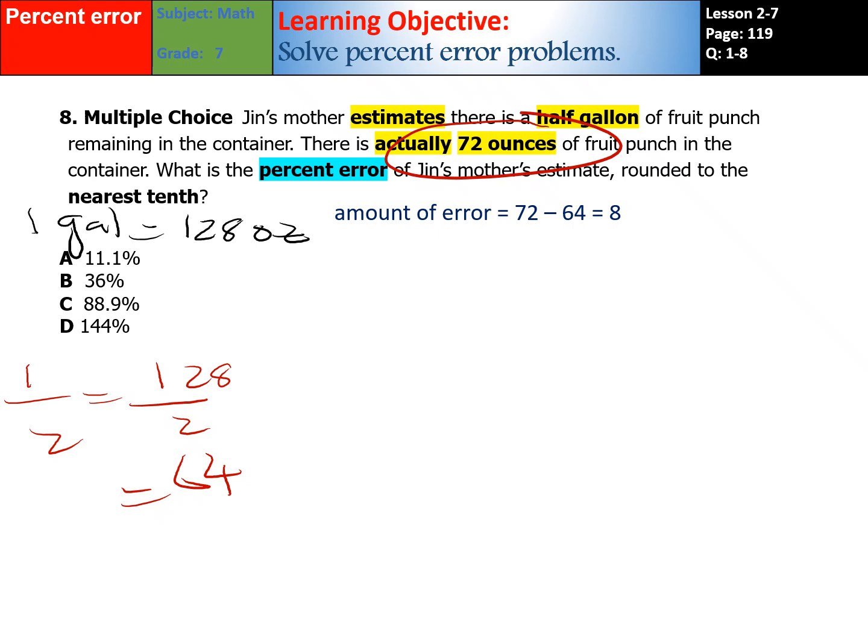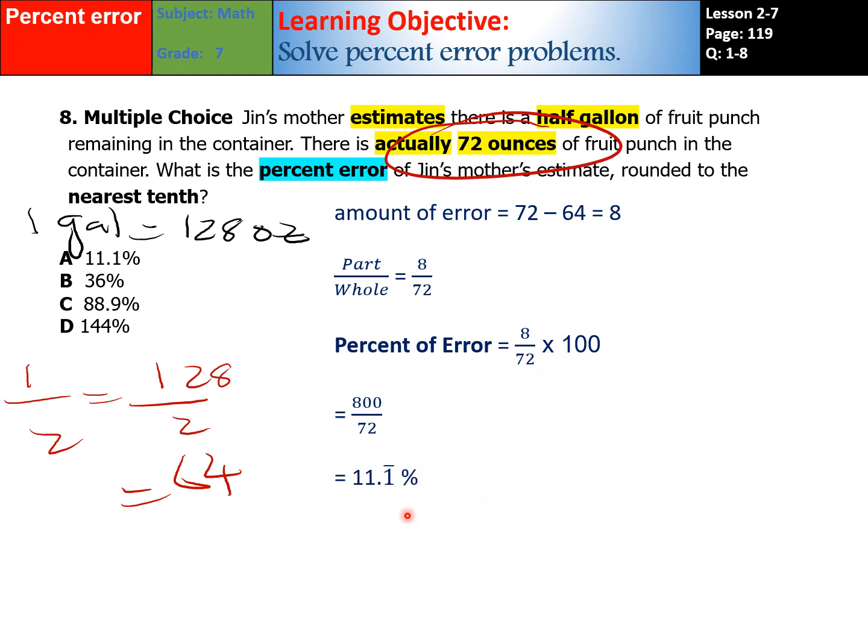How much is here? 72. 72 minus 64 is 8. So 8 divided by 72, multiplied with 100. After doing your calculation, 800 divided by 72, your final answer will be 11.1%. That is option 1. What is the important thing in this question?